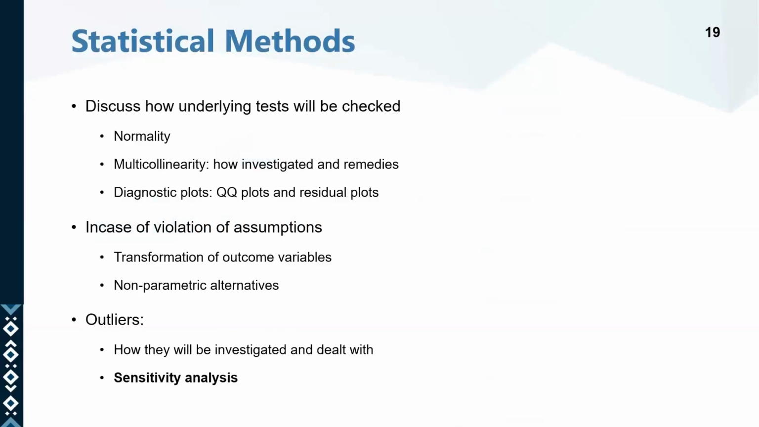Next, you are going to discuss how each test's assumptions will be checked, like normality, multicollinearity, and diagnostic plots, and also, in case of violation of assumptions, how you are going to take care of that. Also, you have to know that in some types of data, you may have outliers. So how are you going to investigate these outliers? How are you going to take care of the effect of these outliers? Of course, you also have to do projections when doing your statistical analysis plan.